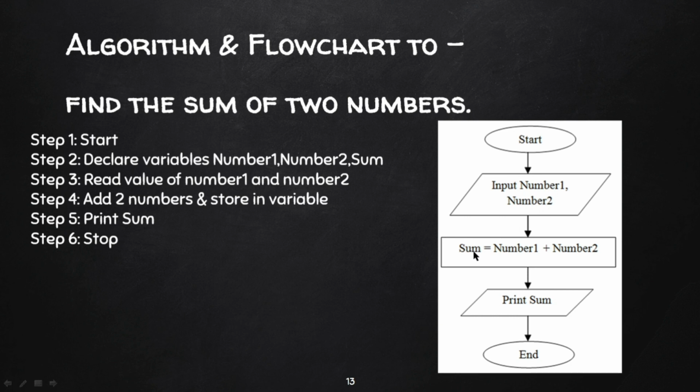After getting the numbers, we have to calculate the sum. So sum equals number1 plus number2, and after adding, the sum will be stored in the sum variable. Then we have to display the value. So print sum, that is the addition of the two numbers. We have taken the input, done the addition, printed the value, then end, or you can write stop. For input and output, the symbol is the same. For processing, meaning assigning a value to a variable or adding and calculating, we use the rectangle shape. And start and stop symbols are the same. In this way we do the algorithm and flowchart for addition of two numbers.